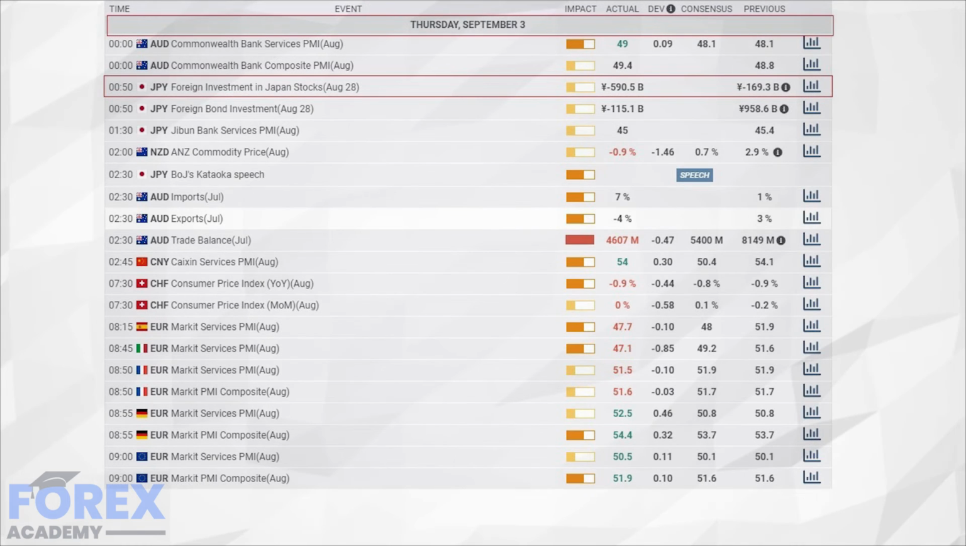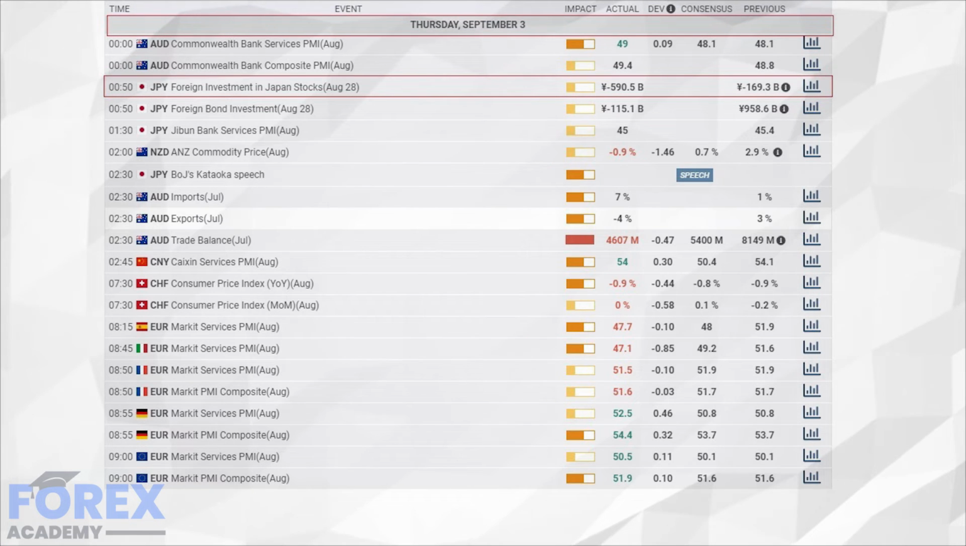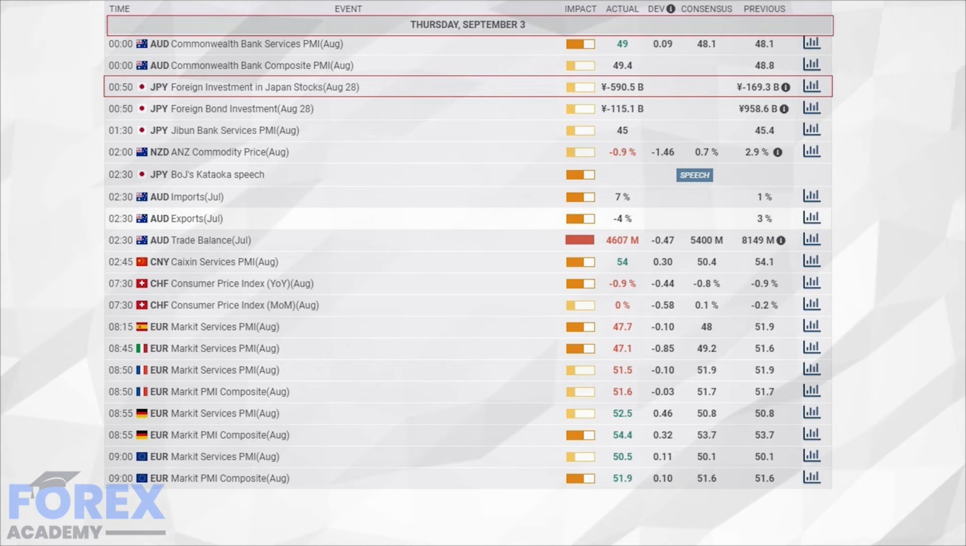Here we can see that on Thursday, September the 3rd at 12:50 AM BST, Japan issued an economic data release for the investment in Japan stocks to August 28th, and this was a low-impact event. There was no consensus, but we can actually see the previous statistical based in yen amounts. This data was released by the Japanese Ministry of Finance.